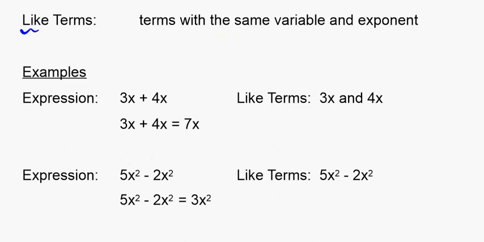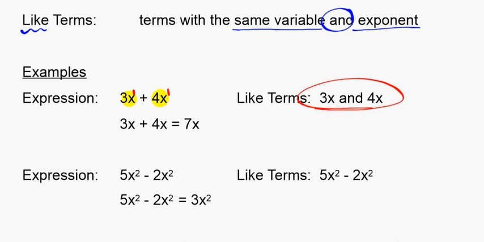Sometimes you might have like terms. Like terms have the same variable and the same exponent. So let's look at a couple examples. Here we have 3x and 4x. Same variable, same exponent. You don't see an exponent because they're both 1s. So the like terms are 3x and 4x.